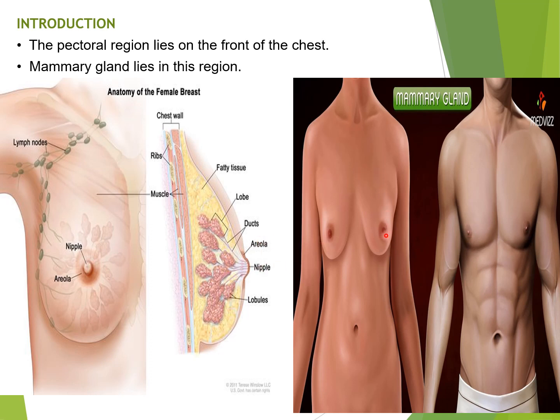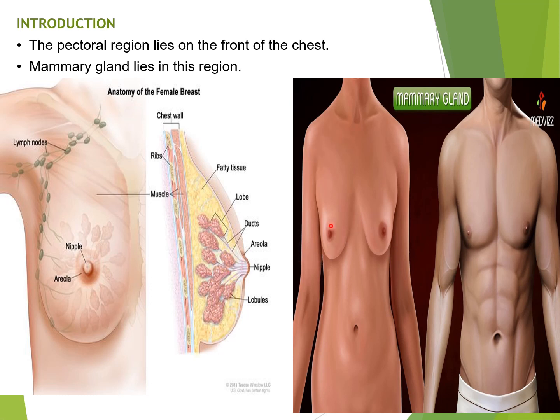As you can see in this picture, after puberty the female breasts are well developed, and you see further development during pregnancy. They are more marked during pregnancy and during lactation. So this is in the case of females.